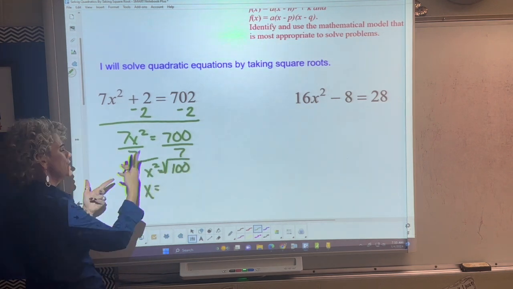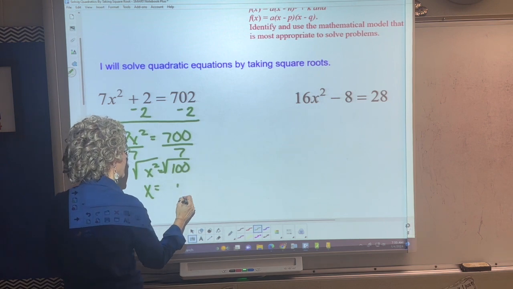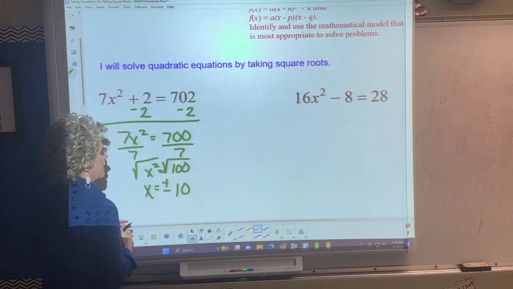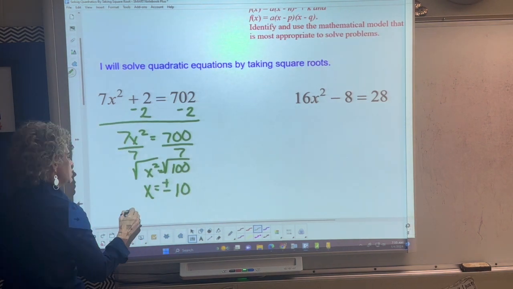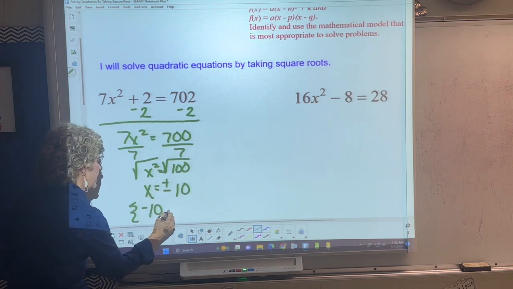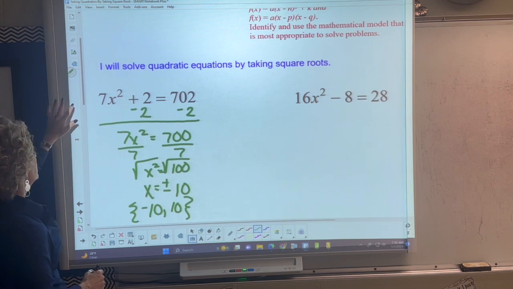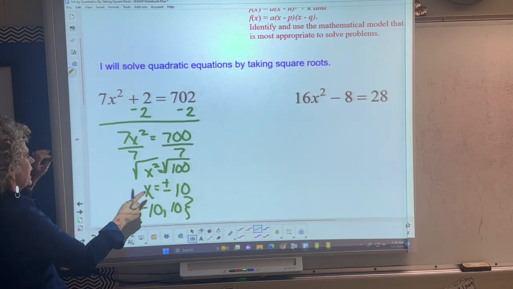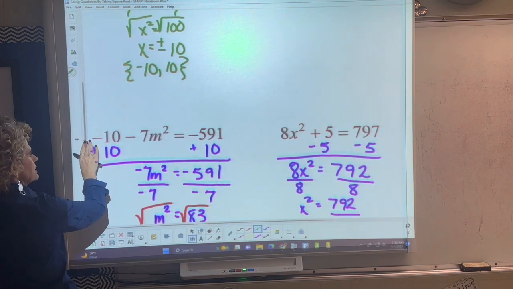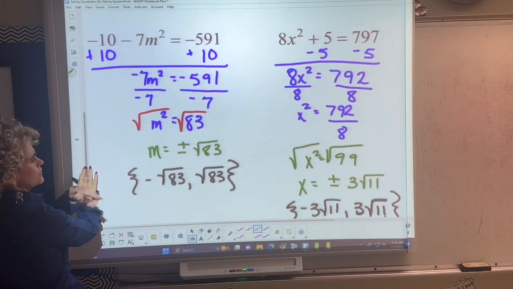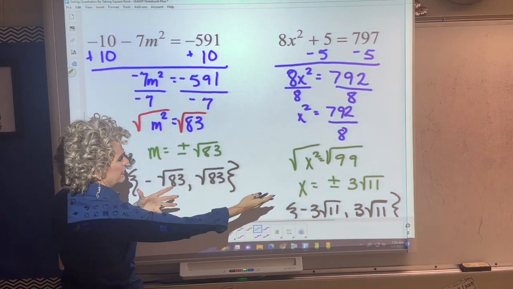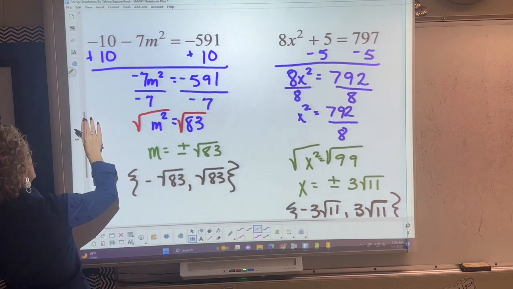X equals, I know the square root of 100 is 10. I know that. And I get plus or minus 10. Okay? So to write my answer, negative 10, positive 10, and I close it. So we can get nice, pretty answers like a negative 10 and positive 10. We can get a negative square root of 83, positive square root of 83, and then we can have radicals in our answers. Not a big deal.